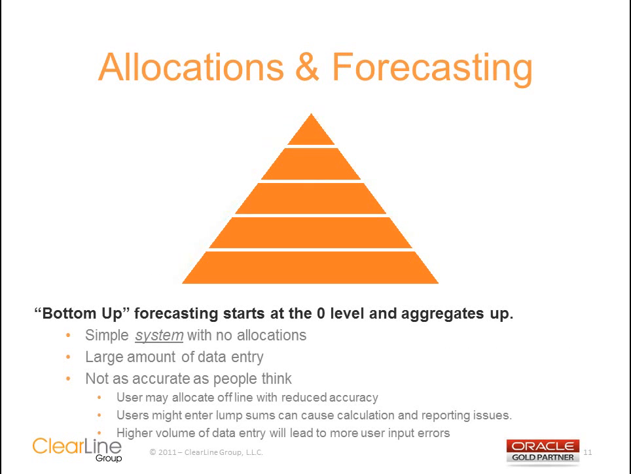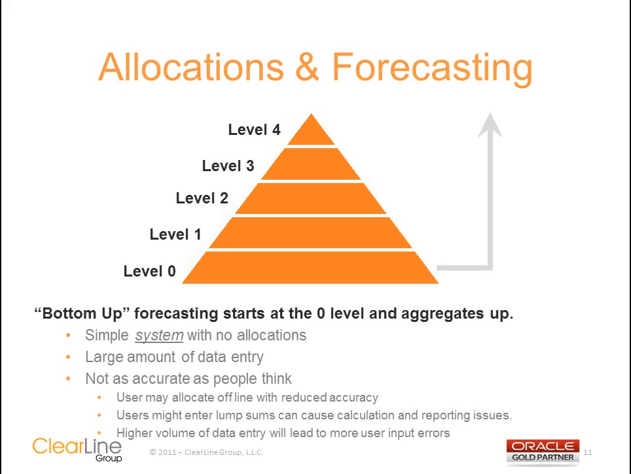The first type of forecasting allocation that we're going to review is for a bottom-up plan, where the input starts at level 0 and is aggregated up. The main thing that I would like to point out is that there are no allocations within the system, but that does not mean that the users are not using allocations. The users are forced to enter a large amount of data, and this can be very time-consuming and also prone to data entry errors. Most of the users actually enter all the data using some type of offline allocation process.